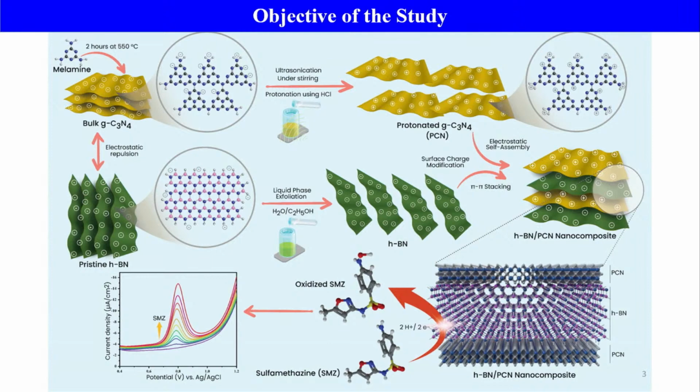Then the hexagonal boron nitride is liquid phase exfoliated into nanosheets using ethanol and water, and it is negatively charged. Further, it is modified by electrostatic self-assembly between the two layers through stacking interaction. So we can get the hexagonal boron nitride and protonated carbon nitride nanosheets vertically aligned in the composite. Then the modified electrode was used for sulfamethazine identification.